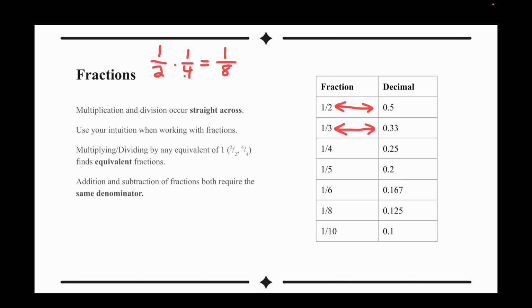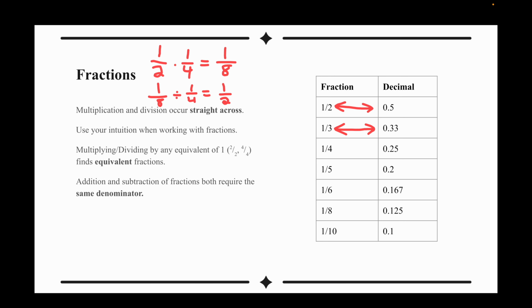Similarly, if we were to divide these fractions, let's say 1 over 8 divided by 1 over 4, we get a 1 on top, and 8 divided by 4, we get a 2 on the bottom. Again, this intuitively makes sense because we're dividing 1/8 by a number smaller than 1, so our product is going to be bigger than 1 over 8. It's important you use your intuition when you're working with fractions, and you should always be asking yourself, does my answer make sense? You can multiply or divide by any equivalent of 1 to find equivalent fractions. We're going to use this in a second.